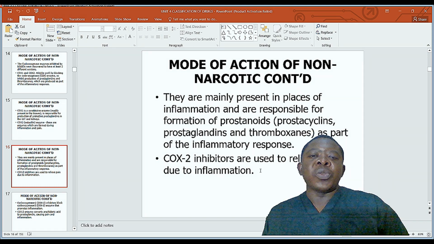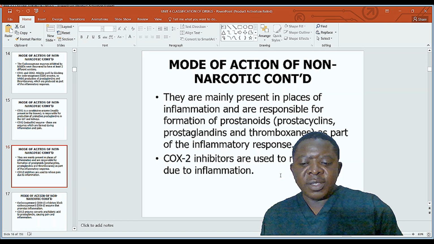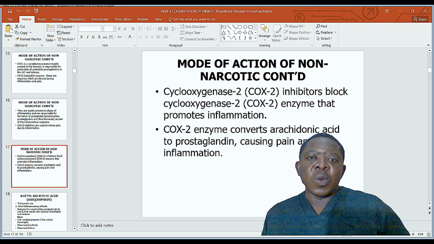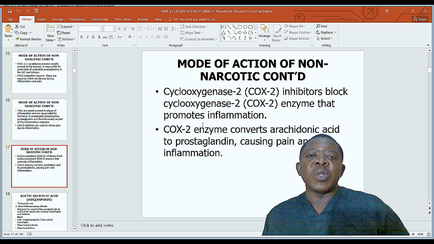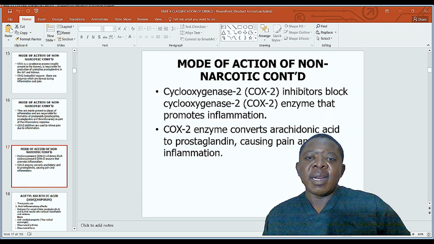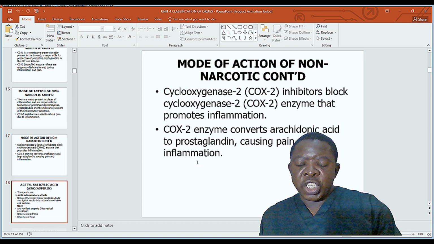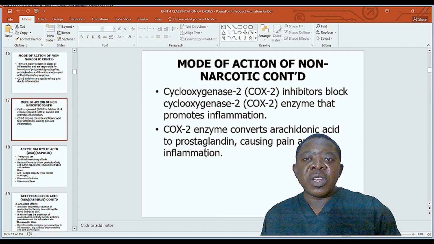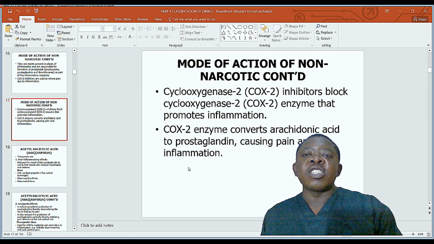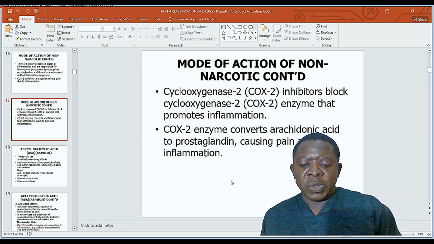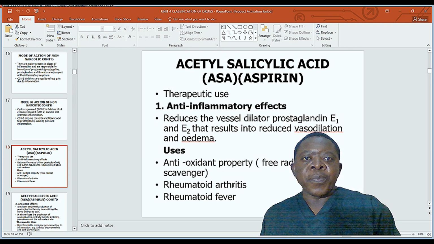So COX-2 inhibitors are used to relieve pain due to inflammation. Cyclooxygenase 2 inhibitors block the cyclooxygenase 2 enzyme that promotes inflammation. Cyclooxygenase 2 enzyme converts arachidonic acid to prostaglandin, causing pain and inflammation. So that is in the normal way. But when we give the drug, it is going to inhibit this process so that less prostaglandin or no prostaglandin is produced, reducing pain transmission, hence the analgesic effect.